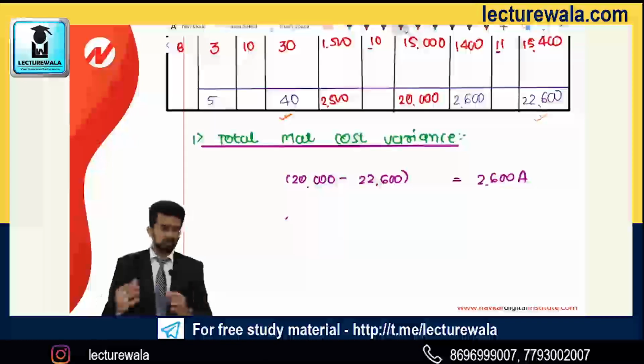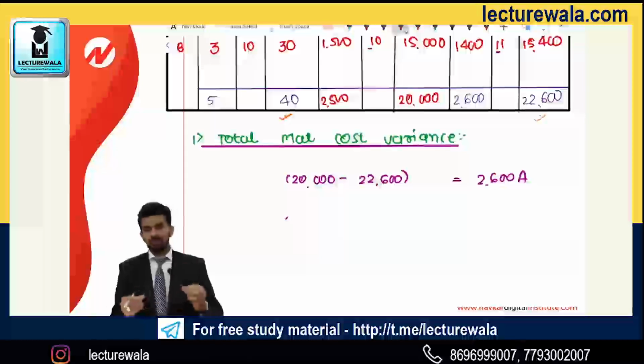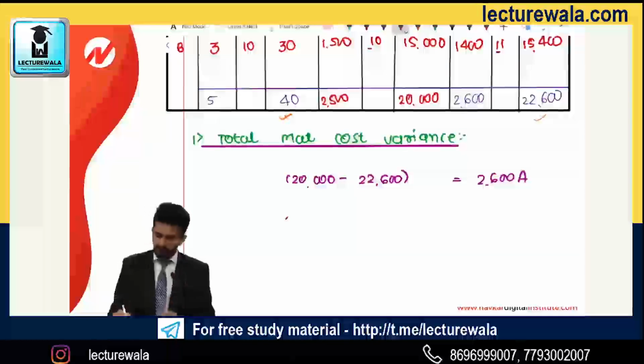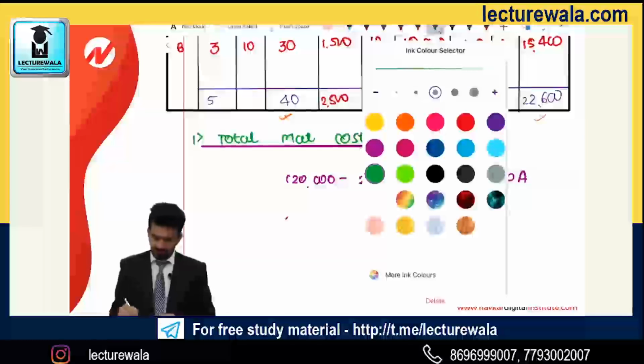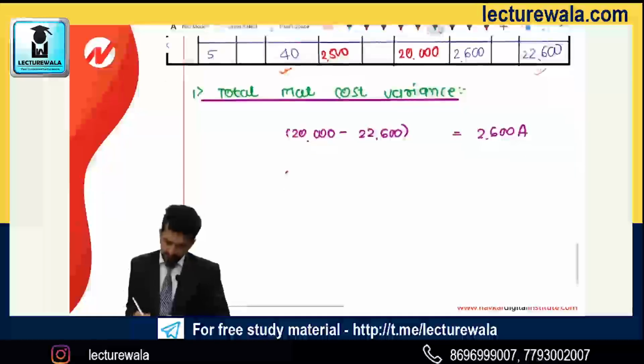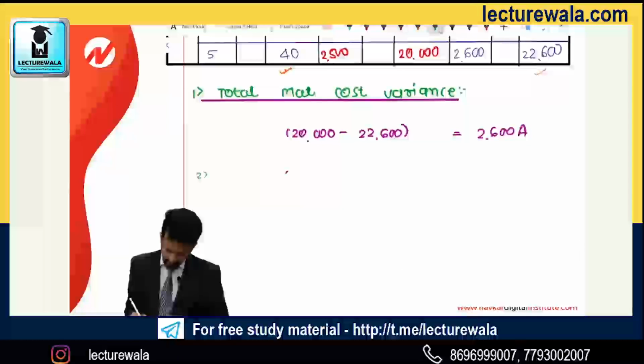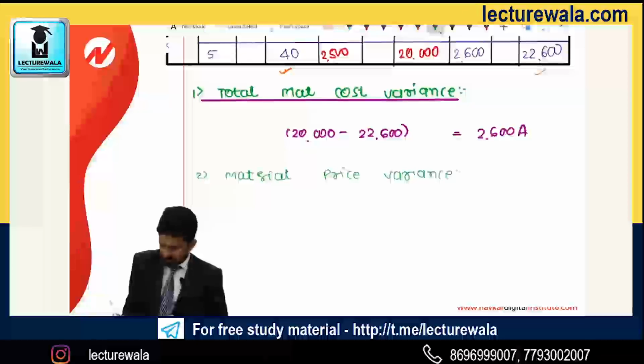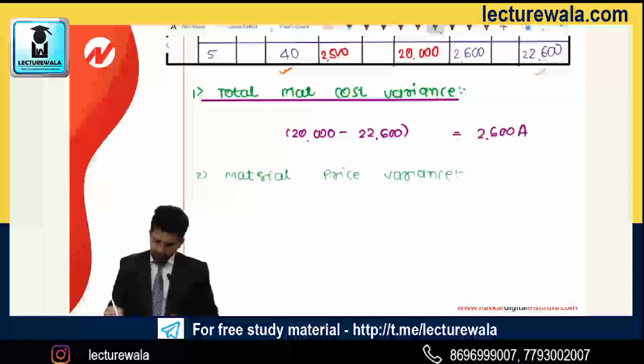What is the job of the purchase manager? The job of the purchase manager is to purchase at the right price. And for him, we're going to be calculating material price variance. So now let me calculate the second variance, and that is material price variance.